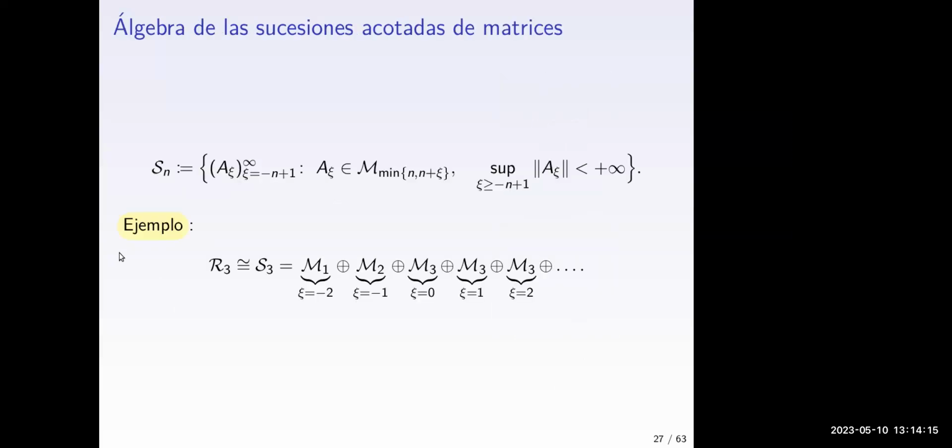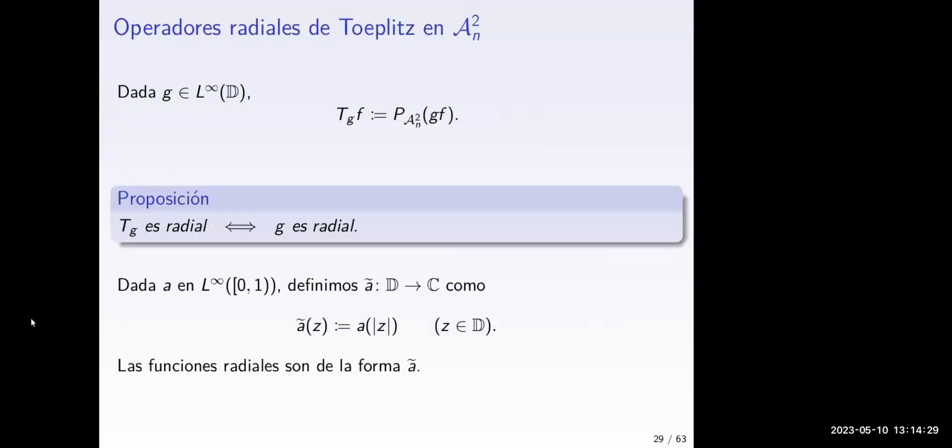And we define the algebra of the bounded sequences, and we gave an example. We define the Toeplitz operator on the polyanalytic Bergman spaces. It is just the projection of the product.